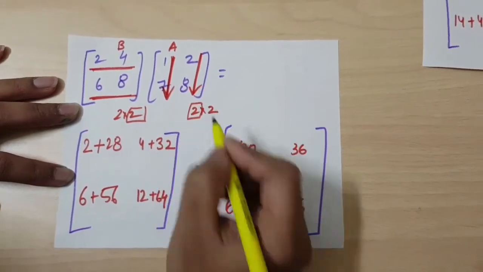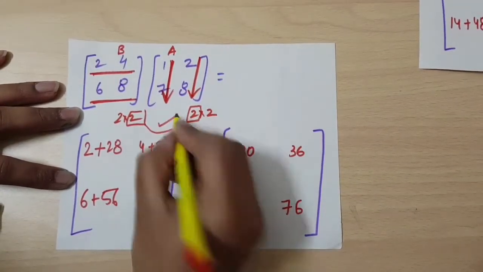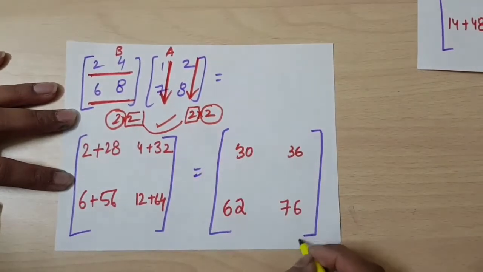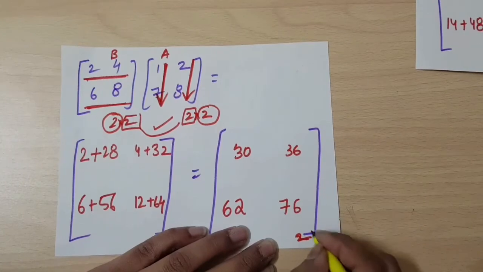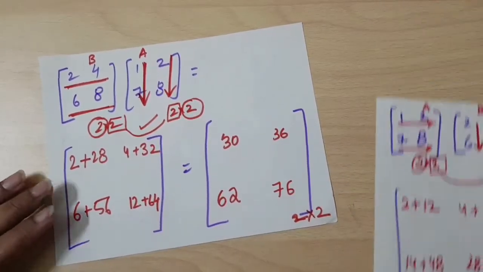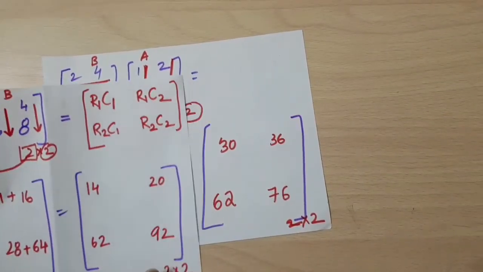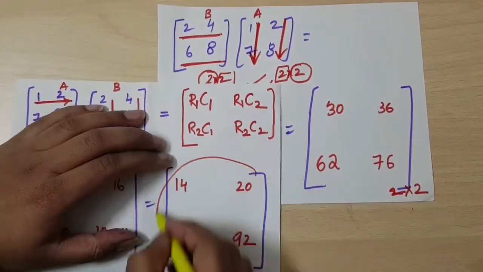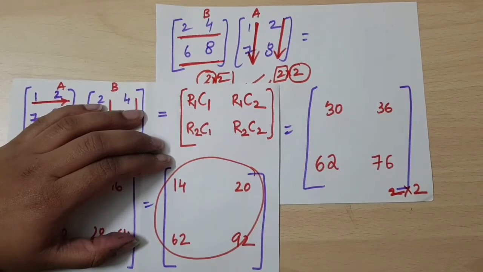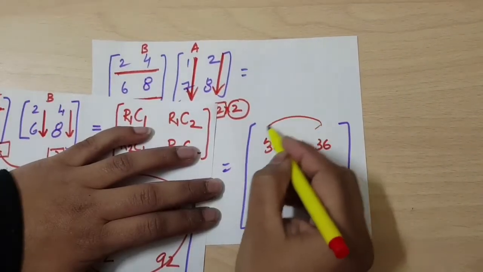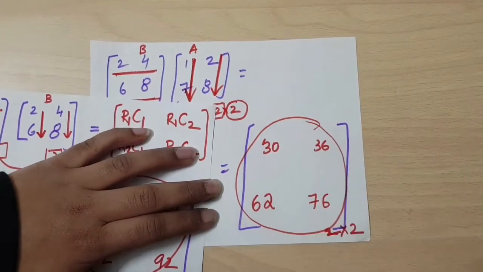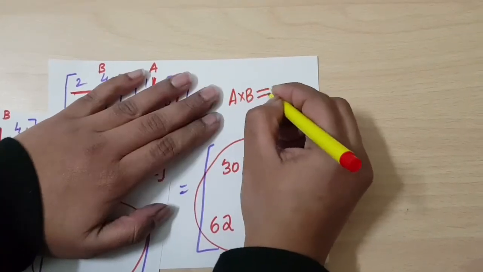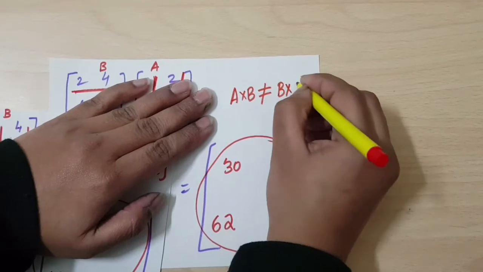The order being 2 by 2 and 2 by 2, since the number of columns in the first matrix are equal to the number of rows in the second matrix, the matrices can be multiplied and the order of the resultant matrix will be 2 by 2. Now you can see that A multiplied by B is not equal to B multiplied by A. Therefore, in general, A multiplied by B is not equal to B multiplied by A.